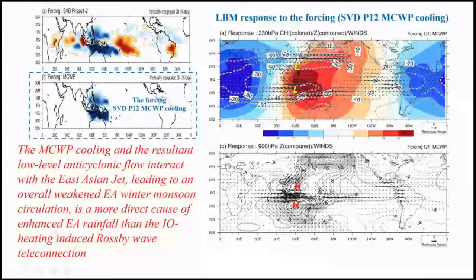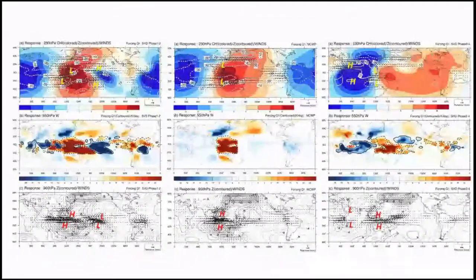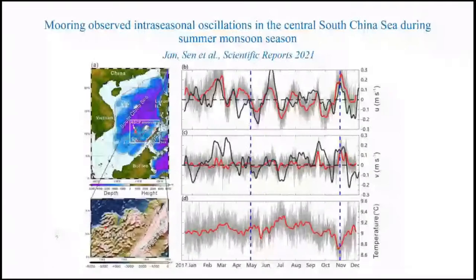Okay, and then for the third component, I don't think I have time to go over it, just quickly. Taiping Island is somewhere over here. Near Taiping Island, we installed a mooring with an ADCP that looks upward and can measure the upper ocean current. The right panel shows the depth averaged current. The top one is zonal, the middle one is meridional, and the lower one is temperature. This is from 2017, January to December. From the wind and temperature, it's very clear there is a 50-day oscillation.